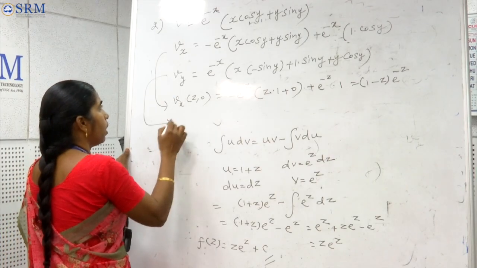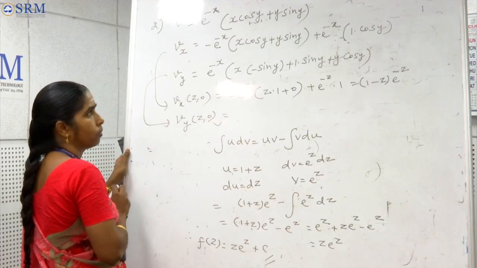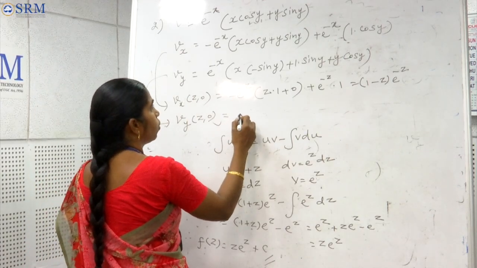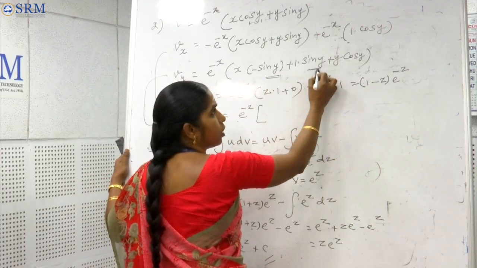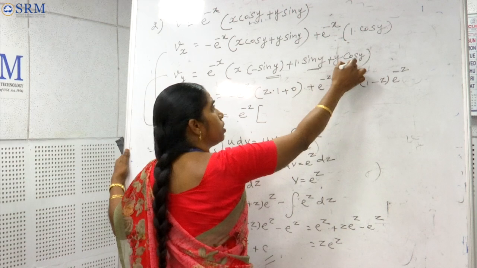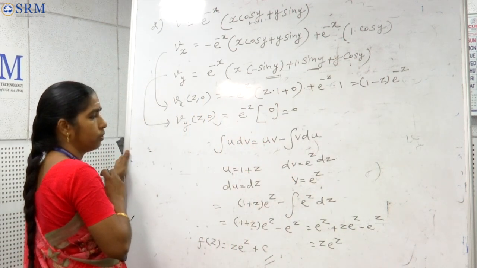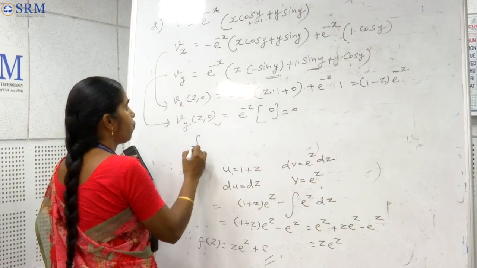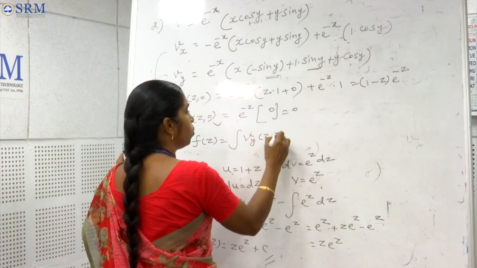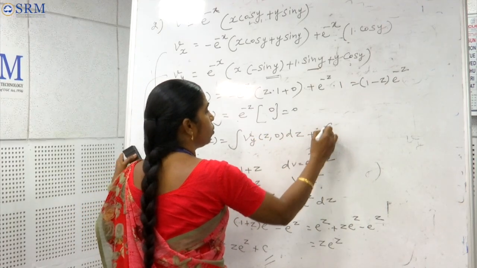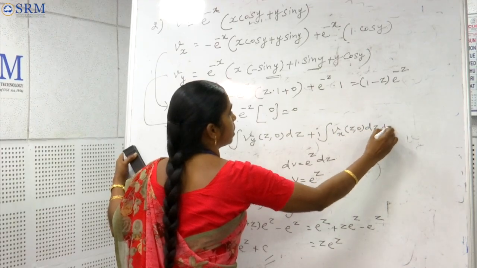Next, Vy at the point (z, 0). We have e power minus z, but sin 0 is 0, cos 0 is 1, but y into this is again 0. So Vy of (z, 0) is equal to 0. For the imaginary part, the formula is f of z equal to the integral of Vy(z, 0) dz plus i into the integral of Vx(z, 0) dz plus c.